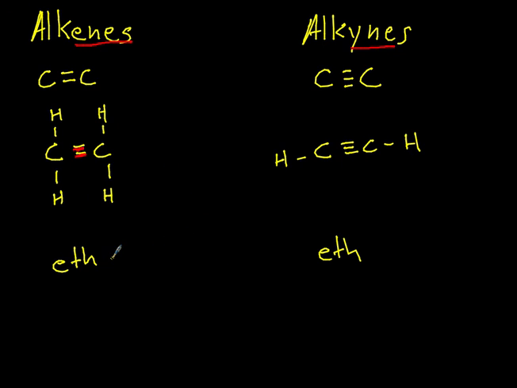And so this would not be ethane, this would be ethene, and this would not be ethane or ethene, it would be ethyne. And so those are our new endings. We'll end with ene or yne. Ene indicating that we have a C-C double bond, and yne indicating that we have a C-C triple bond. And so those are two alkenes and alkynes. And so let's do a couple more examples of those.